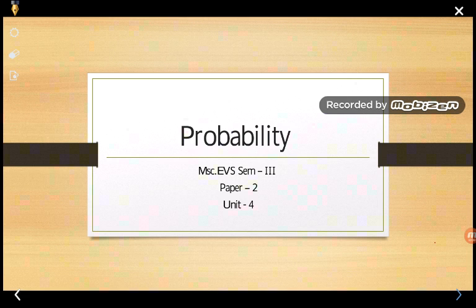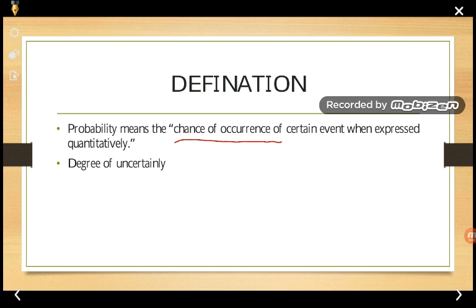Probability means chance of occurrence. Always remember that it is nothing but the chance of occurrence of a certain event when expressed quantitatively. So in a simple way we can say that probability is the chance of occurrence of a certain event, and that can be represented quantitatively. Probability is a concept which measures the degree of uncertainty. The uncertainty is a numerical expression and it can be expressed as probability.